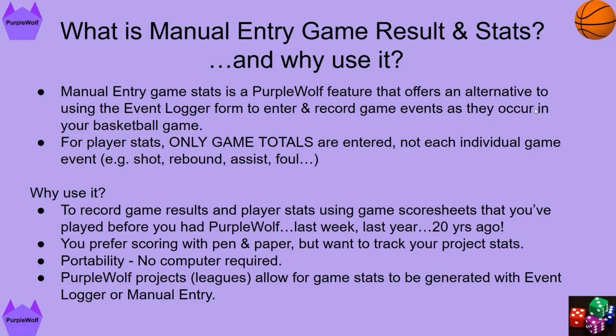The first thing I want to talk about is just what is manual entry of your game result and stats, and why use it? Manual entry game stats is a PurpleWolf feature that offers another option to using the event logger as a way to enter game stats. So with the event logger, you're entering the events as they happen, and you play your game one event at a time, like one rebound, one shot, one assist. But for manual entry, you just enter the game totals, not those individual events, like it does in the game logger.